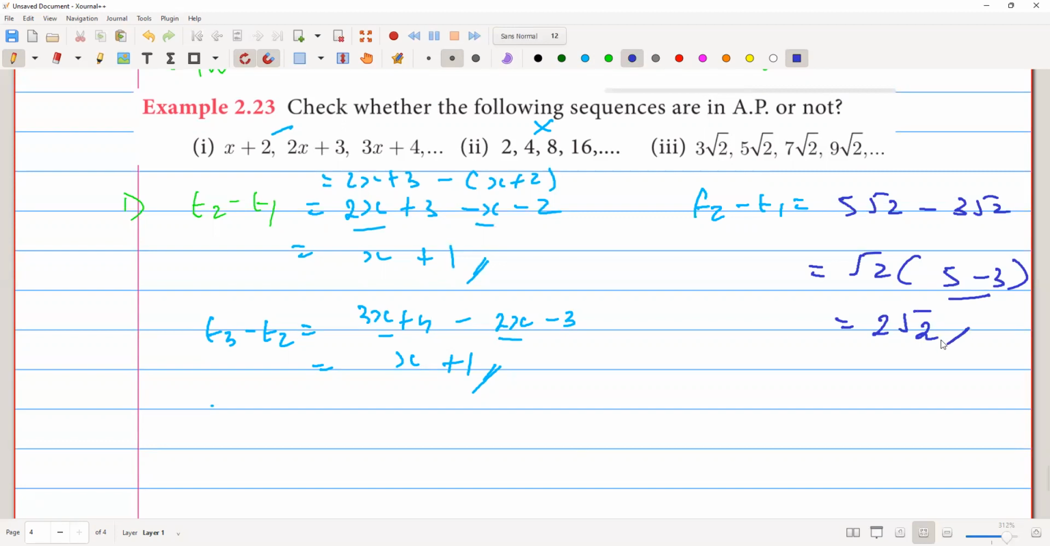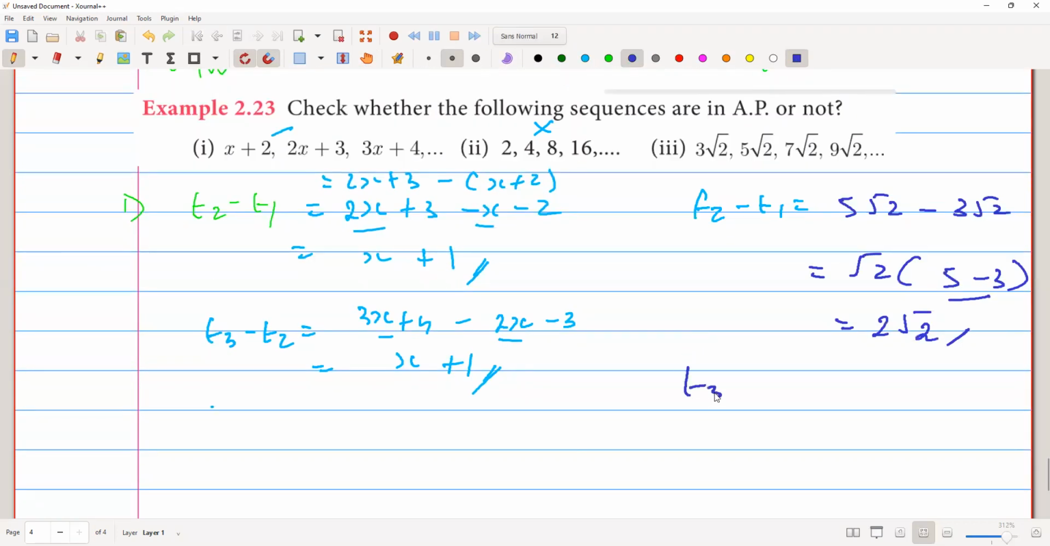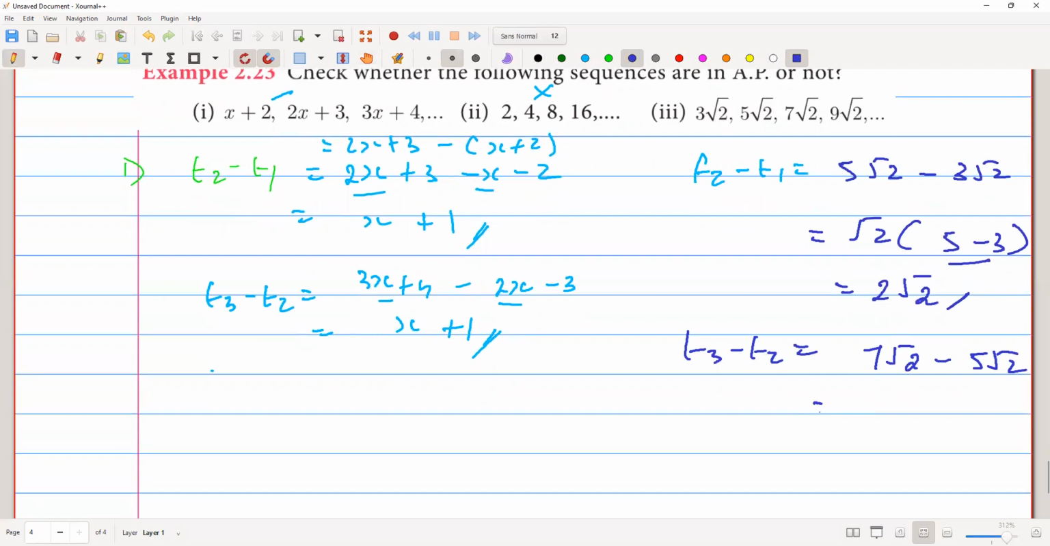All right. A lot of people would get confused. That's why I asked. Or else I would have said, oh yeah, it is, you can proceed. What about the next one? T3 minus T2, there also 7 root 2 minus 5 root 2. 7 minus 5, that is 2 root 2.